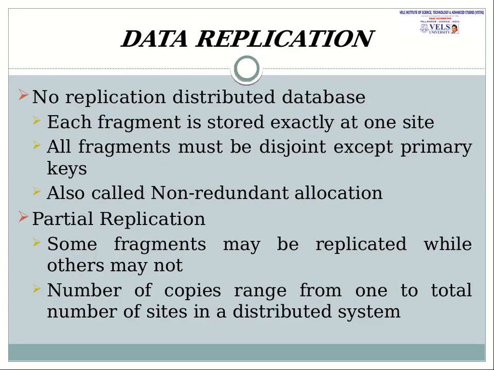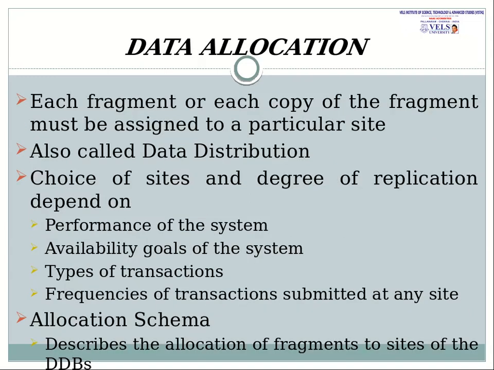Next, no replication distributed databases means each fragment is stored in exactly one site. The partition of a relation is stored in only one site, and all fragments must be disjoint except for primary keys. It is also called non-redundant allocation. Partial replication means some fragments may be replicated while others may not. For example, the number of copies can range from one to the number of sites, so data can be easily distributed across different systems.